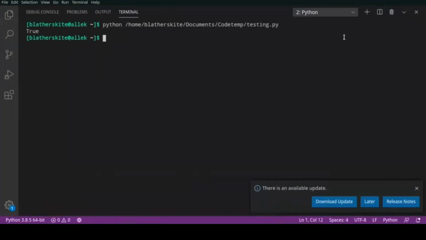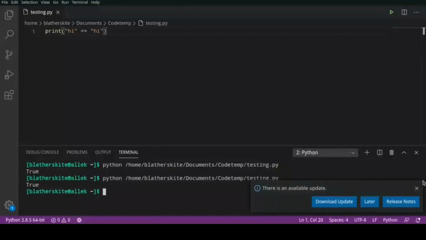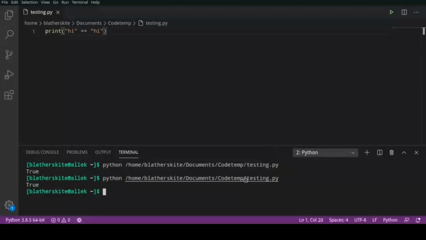So let's try high equals equals high. Still true, which means that high is equal to high.